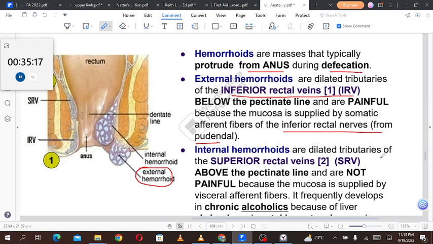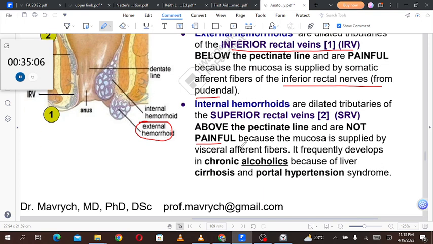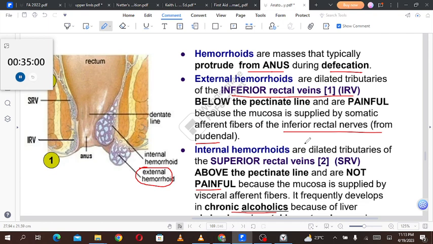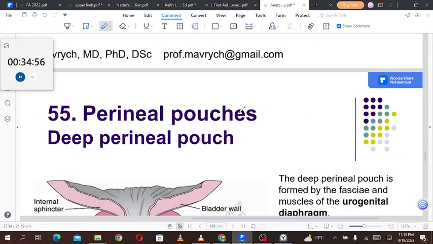The internal hemorrhoids are dilated tributaries of the superior rectal veins above the pectinate line and are not painful, because the mucosa is supplied by the visceral afferent fibers. It frequently develops in chronic alcoholics because of liver cirrhosis and portal hypertension. So the external hemorrhoids are painful while the internal hemorrhoids are not painful.